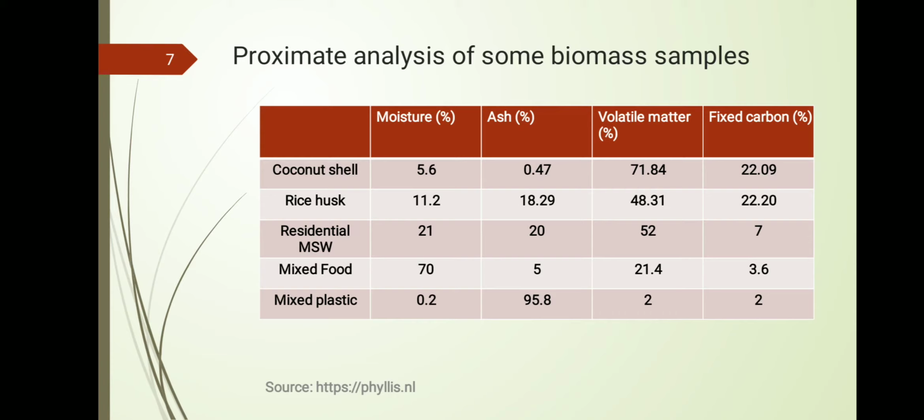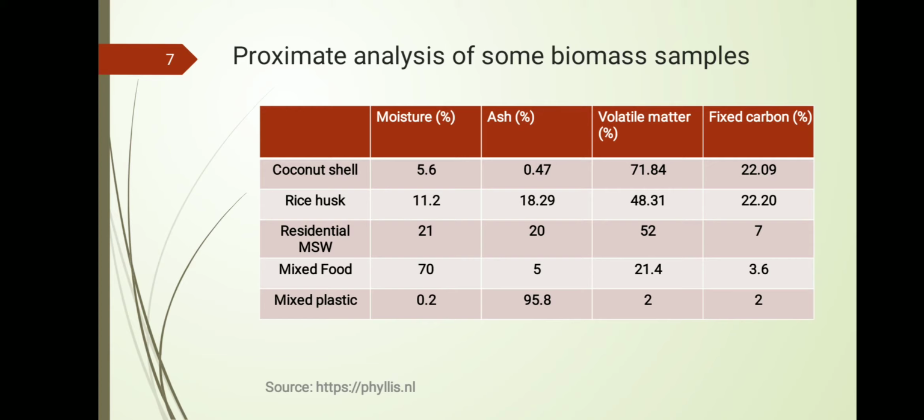So if you are using rice husk for gasification and other energy production, the ash will be very high because it has 18% ash content. Then volatile matter is 48.31. Fixed carbon is again around 22.